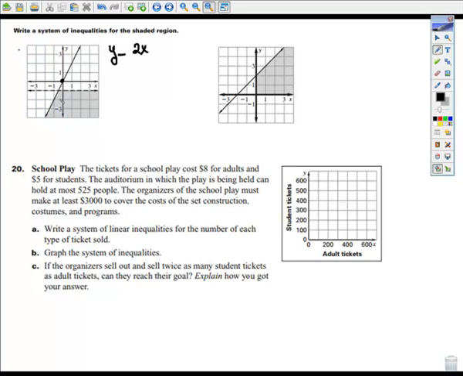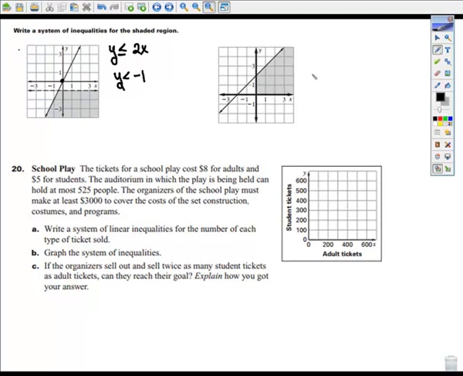And it looks like it's been shaded below that line, because here's where the double shade is. So it's going to be less than or equal to 2x. This line right here is horizontal, so it's going to be y. It's dashed, so there's no equal sign. It's negative 1, and it appears that it's been shaded below. So y is less than negative 1, and that is my system for this graph.